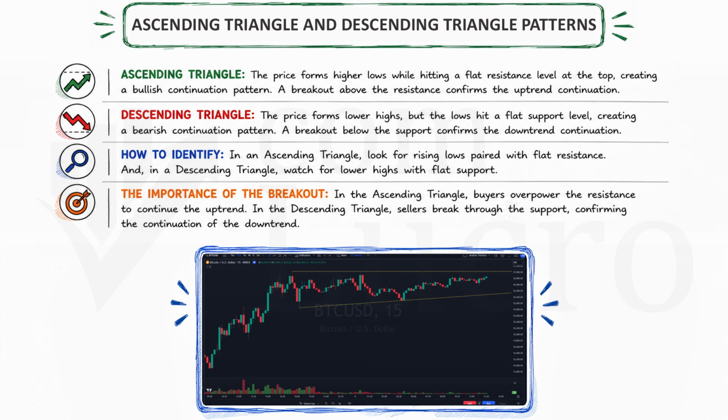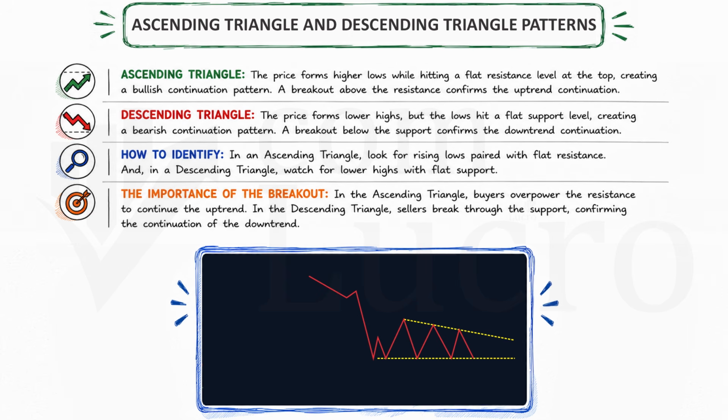In a bullish ascending triangle, the price forms a series of higher lows, while the highs hit a flat resistance level. This creates a triangle shape, as the rising trend line converges with the horizontal resistance. The pattern indicates that buying pressure is increasing as the market keeps pushing higher, leading to an eventual breakout above the resistance line. In contrast, a bearish descending triangle forms during a downtrend.